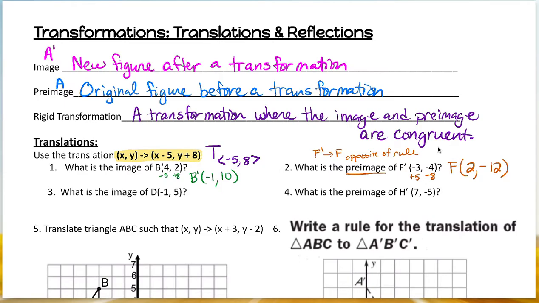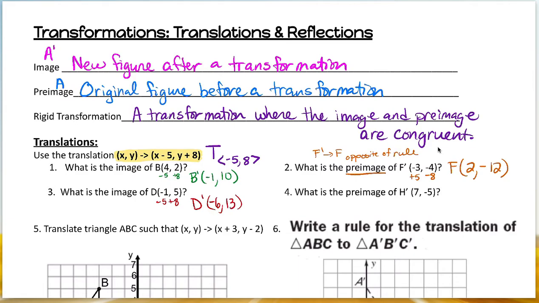Hopefully you tried these out. Let's see if you agree with the answers that I am getting. If I want the image of D, that will be D prime. Make sure you had that notation. And we want to subtract 5 from -1, that's -6. And we want to add 8 to the 5, which will put us at 13.